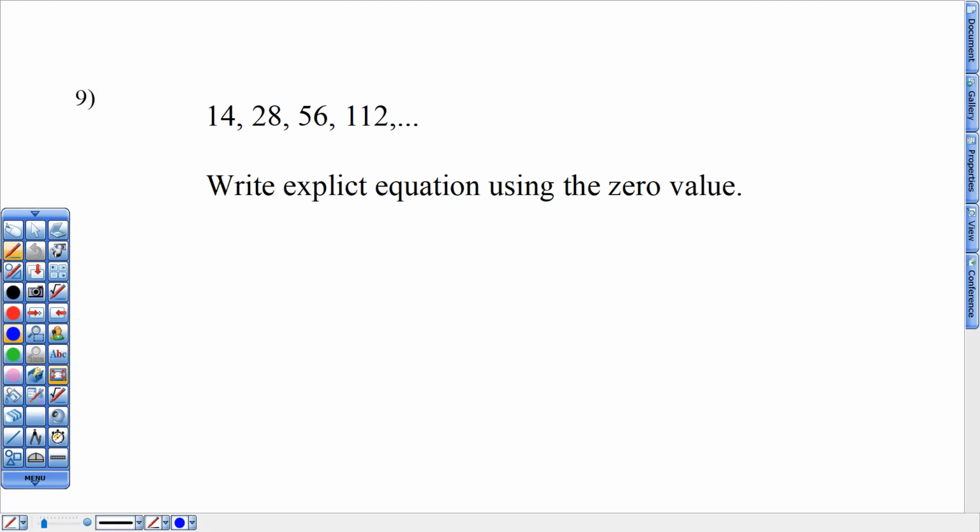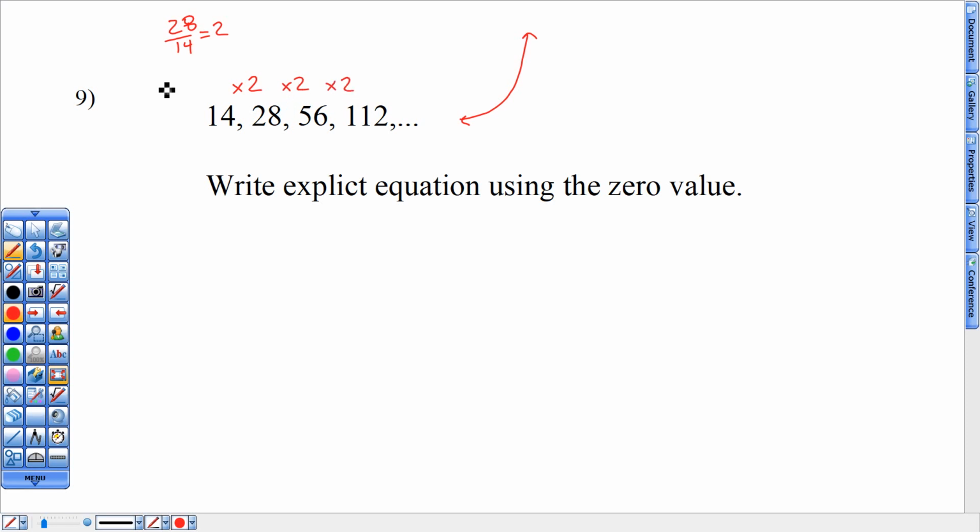This one, writing explicit function using zero value, seeing that clearly it's a big jump right here. So it's not going to be a straight line. This is going to be one of these exponential ones. All right, so here we go. Taking 14 to 28, some people could see that I'm timesing by 2. Some people have to take 28 and 14 to see that I'm timesing by 2. Either way, doesn't matter. I'm timesing by 2. Timesing by 2 makes this geometric, makes it curvy.